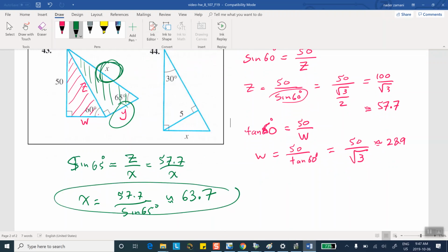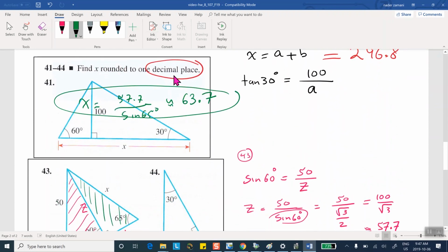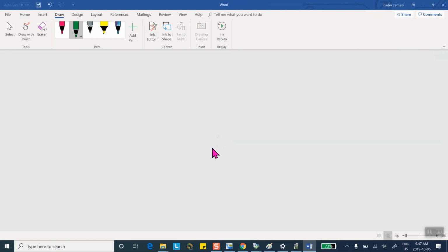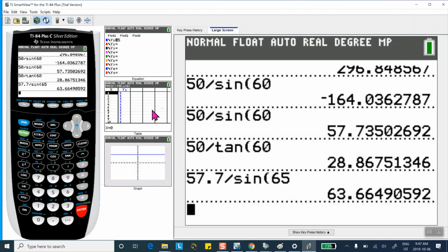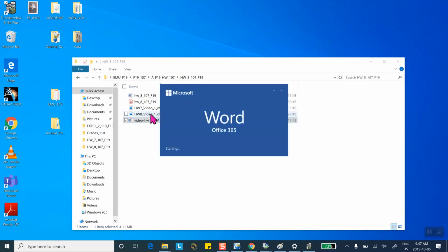Okay, now let's go ahead and do this one. Unfortunately, when I did it before, my calculator was not in degrees. I put it there, but I forgot to press enter. So the previous problem, we have to do it again. The number that I gave you was not right.